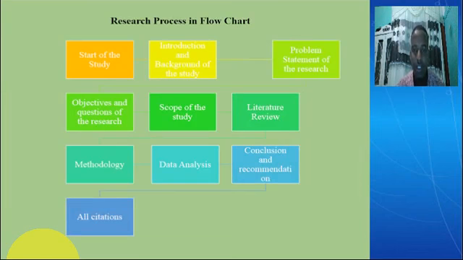Result table in flow chart. This table, firstly, the start of the study. Secondly, introduction and background of the study. Third, problem statement of the researchers. And fourth, objectives and questions of the research. Third, scope of the study. And fourth, literature review and methodology, data analysis, conclusion and recommendation, and the last is all citations.